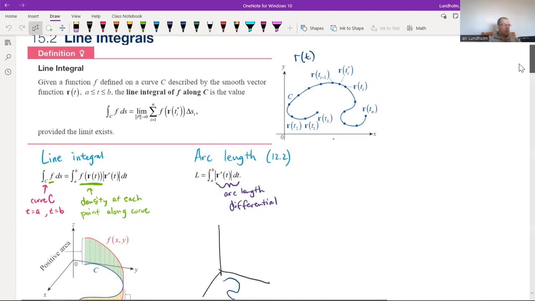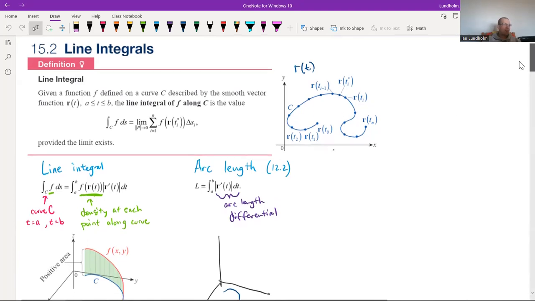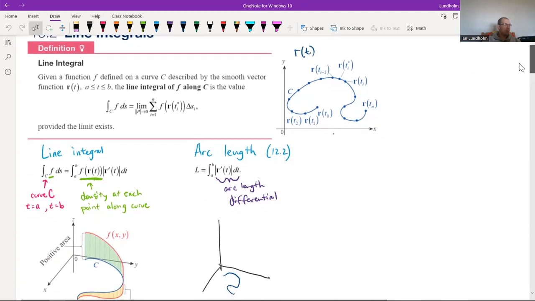Line integrals. These are going to be a lot like the arc length integrals that we did back in chapter 12. And I remember that you guys really liked the arc length integrals, so this, I'm sure, is going to be popular.